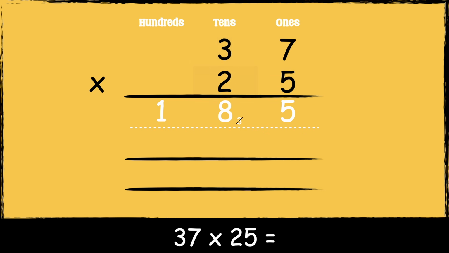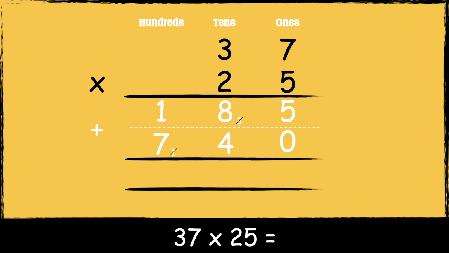So now we need to multiply 2 tens by 7. As we're now multiplying the number in the tens column, we need to use 0 as a placeholder in the ones column. 2 times 7 is 14. We carry the 1 below in the hundreds column, as it represents 100. Next, we multiply 2 tens by 3 tens. 2 times 3 is 6. We need to add the 100 below, so 6 add 1 is 7.